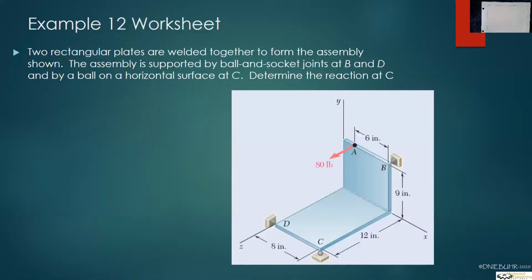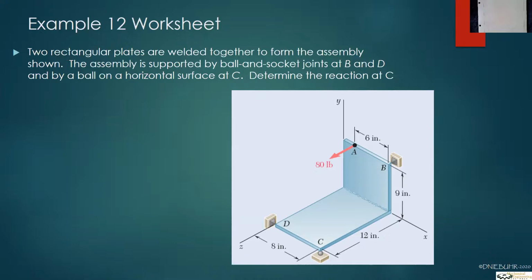So I have one more problem in this lecture. In this problem, you have this plate, and it's welded together at the joint, and you have just a single force, the 80 pounds at A, and this is held at D and B with a ball and socket joint. If you can physically think about this, the 80 pounds is going to want to cause C to push down. It's going to push down on the ball at C.